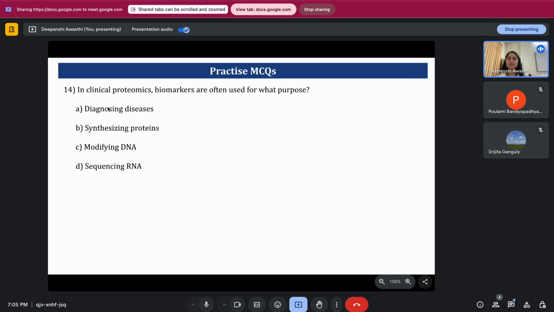Okay, so next question is, in clinical proteomics, biomarkers are often used for what purpose? Option A, diagnosing diseases. Option B, synthesizing proteins. Option C, modifying DNA. And option D, sequencing RNA. Okay, so the right answer is option A, but I'm really confused why Pauline said option D.